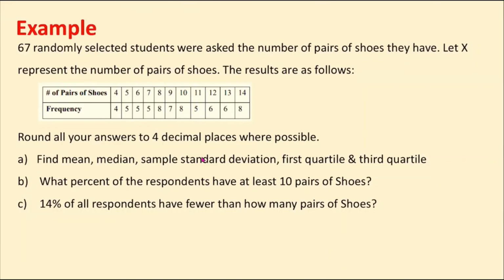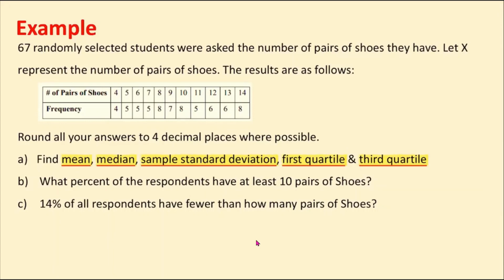We have the data here. We are asked to round all answers to 4 decimal places where possible, and we are asked to find the mean, median, sample standard deviation, first quartile, and third quartile. Just like in the previous problem, we are also going to use the calculator and find these values.